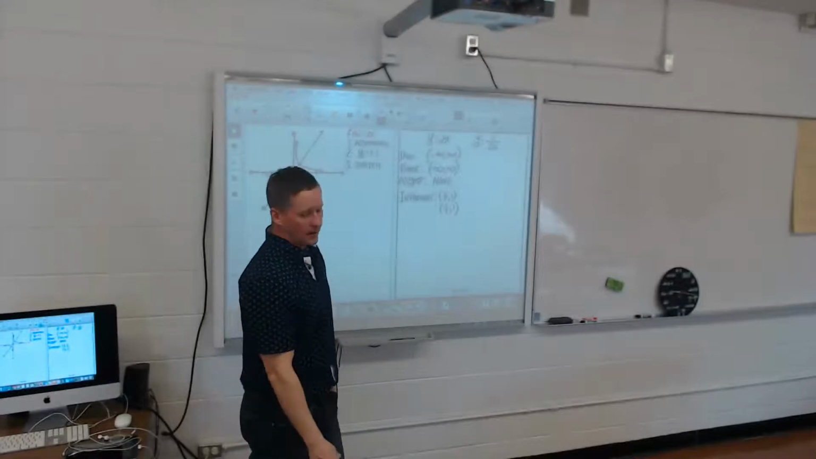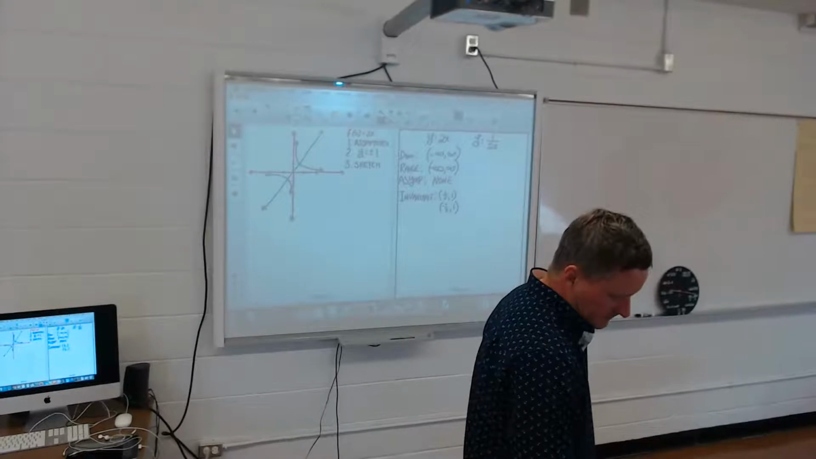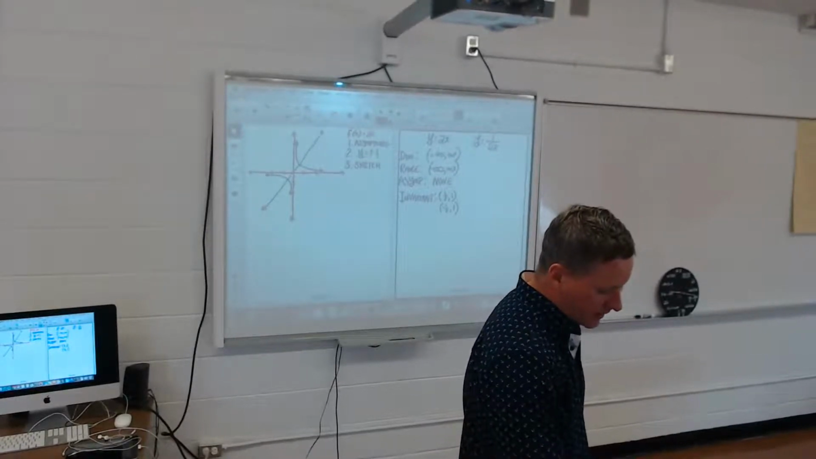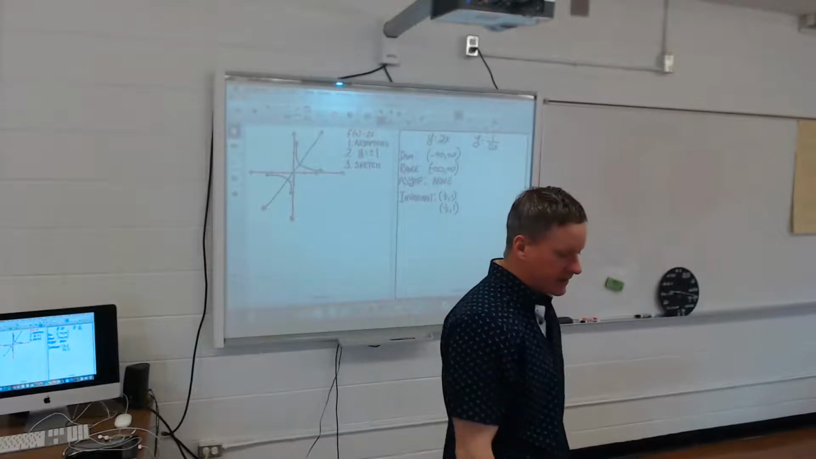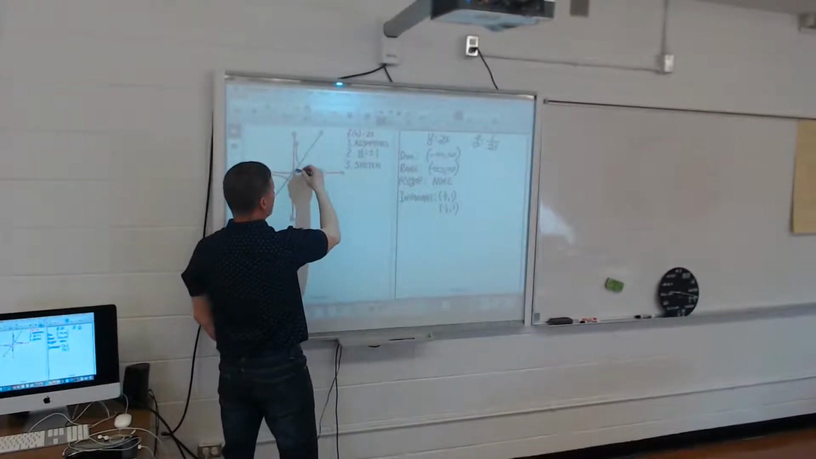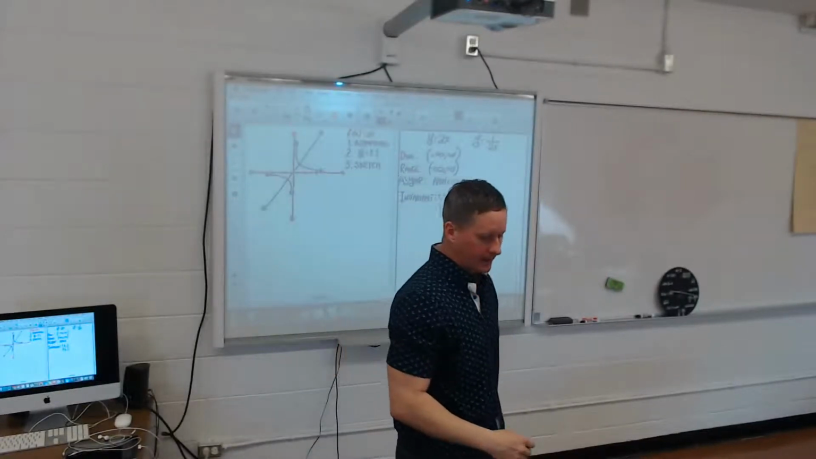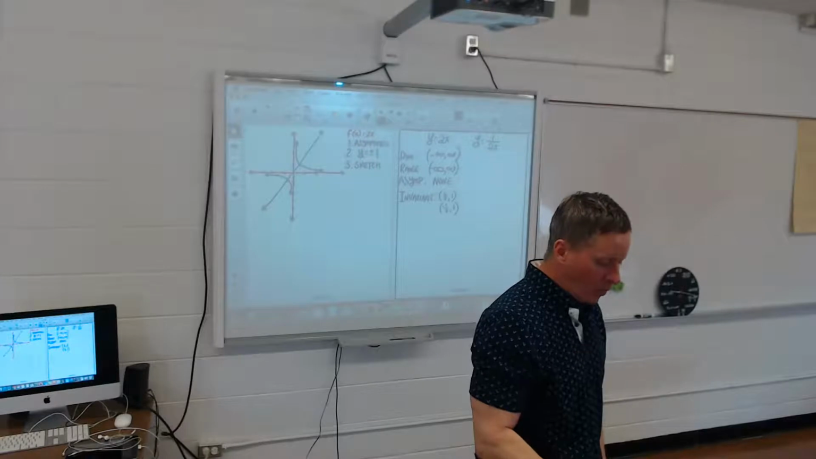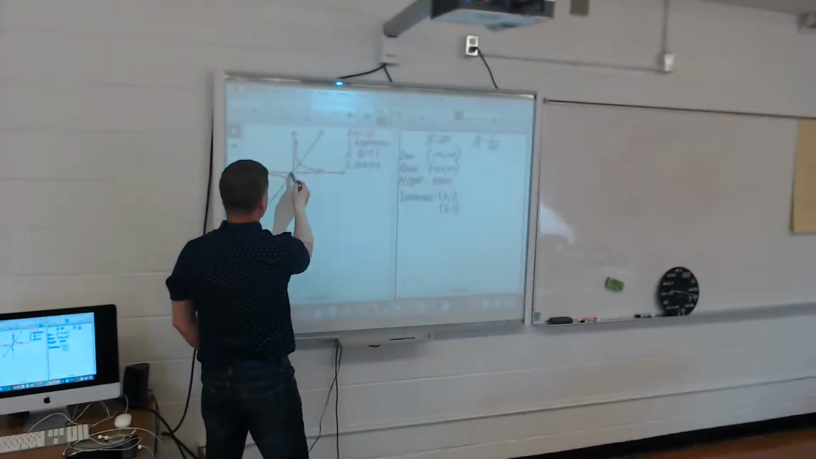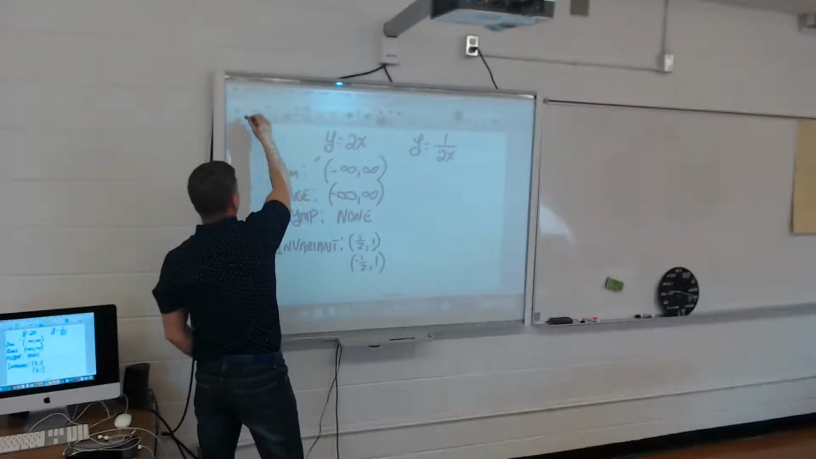Can x equal 0? Yes. Can y equal 0? Yes. What happens to the value of y as x increases? So as x gets larger here, what's happening to y? It's getting larger as well. What happens to the value of y as x decreases in value? So x is getting smaller over here. So is y right now.